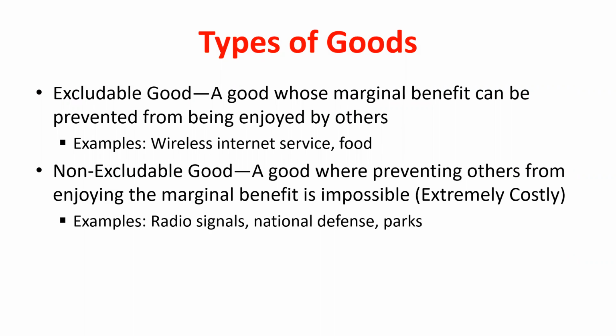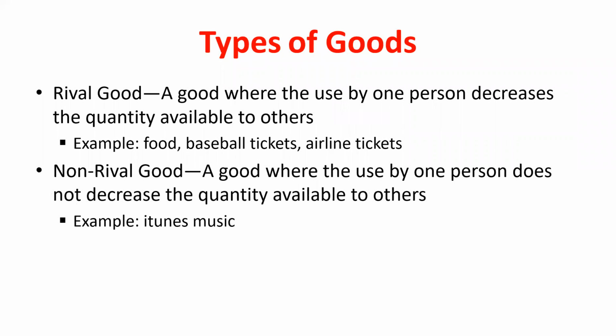So we talked about goods being excludable or non-excludable, right? This is the idea that once someone buys something or is using something, it's excludable if nobody else can use it. Like if I buy something to eat, once I eat it, no one else can use it. Non-excludable would be a good where once it's produced, anyone can consume it. This is the idea of public parks and national defense. Once it exists, anybody who wants to use it can use it.